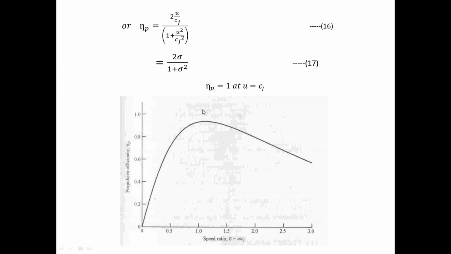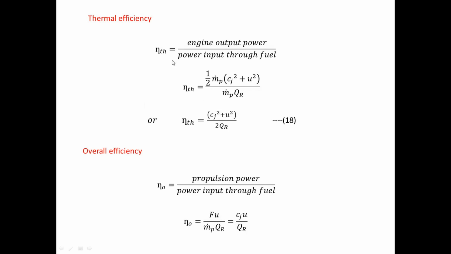So this is actually the variation of propulsive efficiency with speed ratio. When speed ratio is equal to 1, you will get the maximum propulsive efficiency. As U increases, obviously propulsive efficiency is going to be reduced. Now thermal efficiency is the engine output power, the same expression we obtained previously, half m dot p into (Cj square plus U square), divided by m dot p into QR, that is the calorific value of the propellant. That into m dot p is the total energy released by the burning of the fuel. So that is the thermal efficiency term.